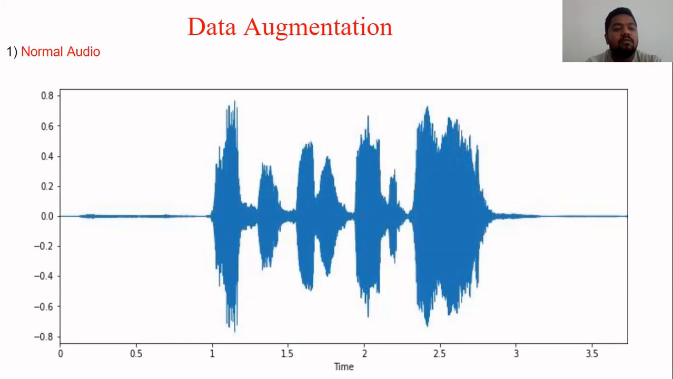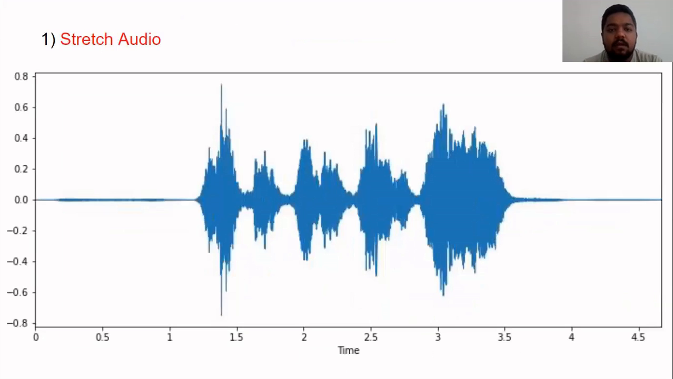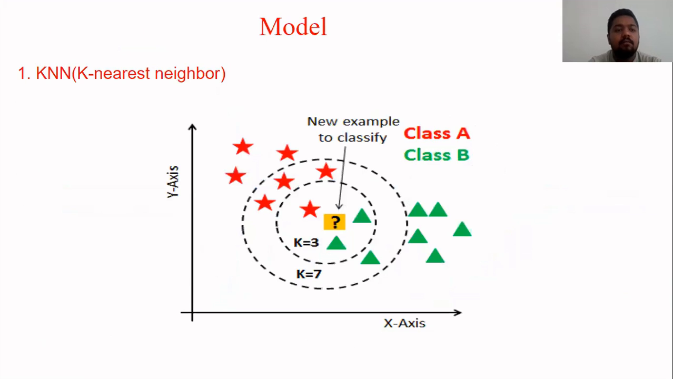In this first graph, we see the normal audio graph. Next, when we add the noise or change the time and speed, it will look like this track.